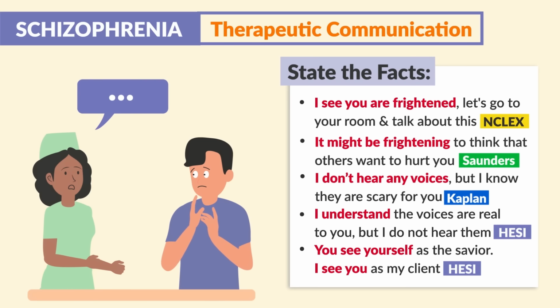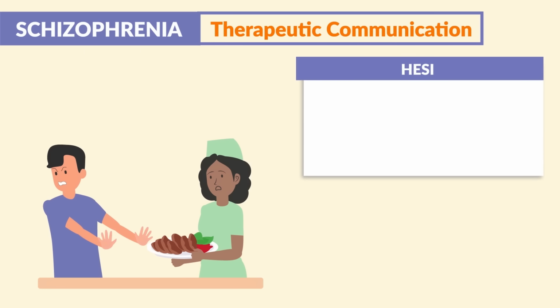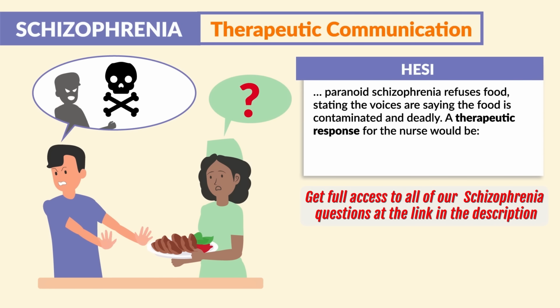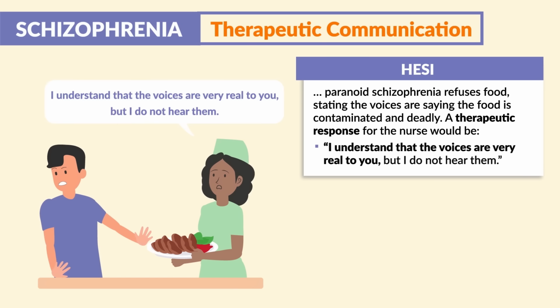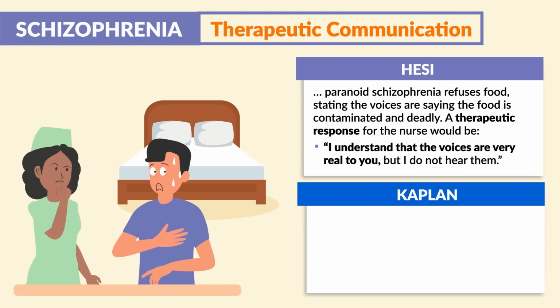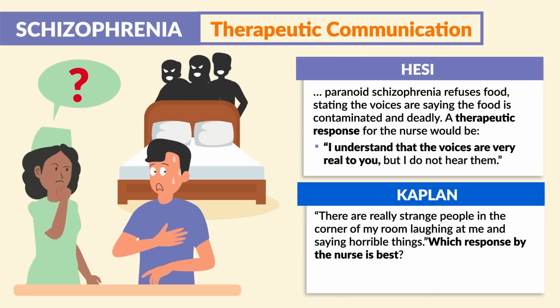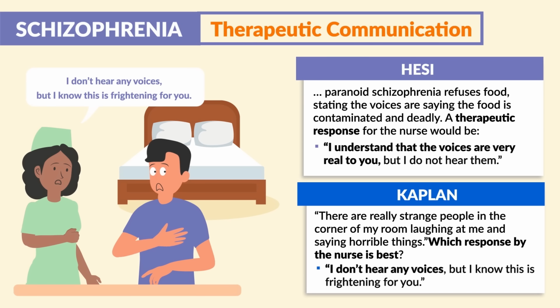So to help you a little bit further, let's see all these statements in action here. Hesi mentions, a client with paranoid schizophrenia refuses food, stating the voices are saying the food is contaminated and deadly. A therapeutic response for the nurse would be, I understand that the voices are real to you, but I do not hear them. And a Kaplan question. There are really strange people in the corner of my room laughing at me and saying horrible things. Which response by the nurse is best? I don't hear any voices, but I know it's frightening to you.